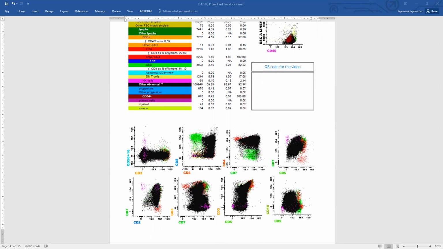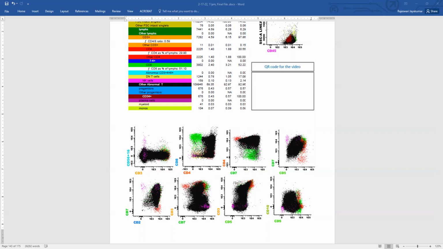So this is surface CD3. And we can see that there is a population that is brightly CD3 positive. There is a population that is CD3 negative, and there is also a population that expresses variable levels of CD3. They are all negative for 16 and 56. And when you see 4 and 8, this is a very important plot when it comes to mediastinal mass.